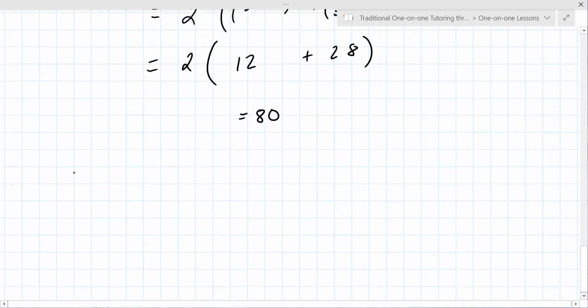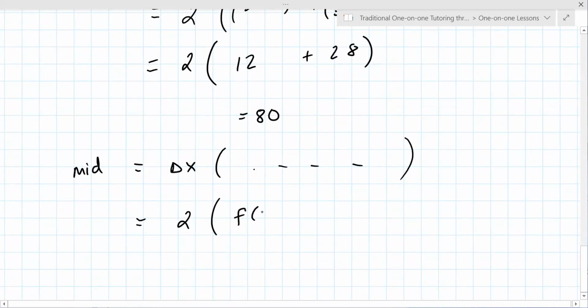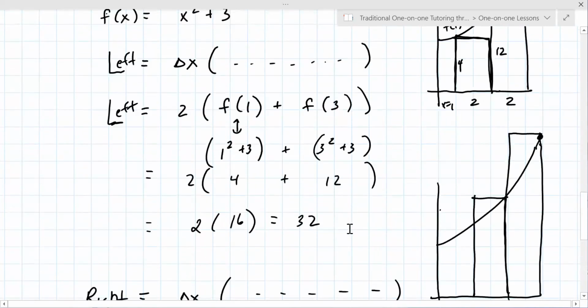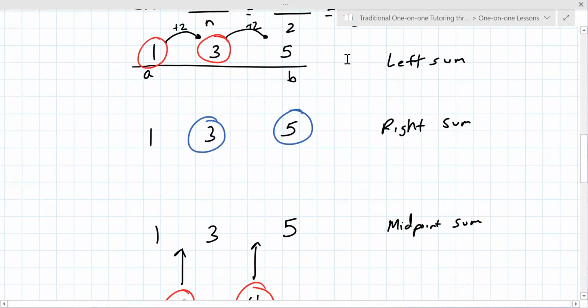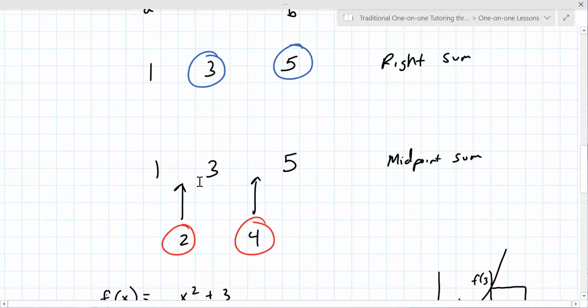Now the midpoint here is again this delta x times stuff in here. And again, your delta x is 2, but this time it's f of 2 plus f of 4. Now we'll go back and look why is that? It's because you have your left and right numbers with the delta x in between. Your midpoint is the midpoint between those values. There is a formula to get it. I don't really like that, but I like to sort of show these in between values.